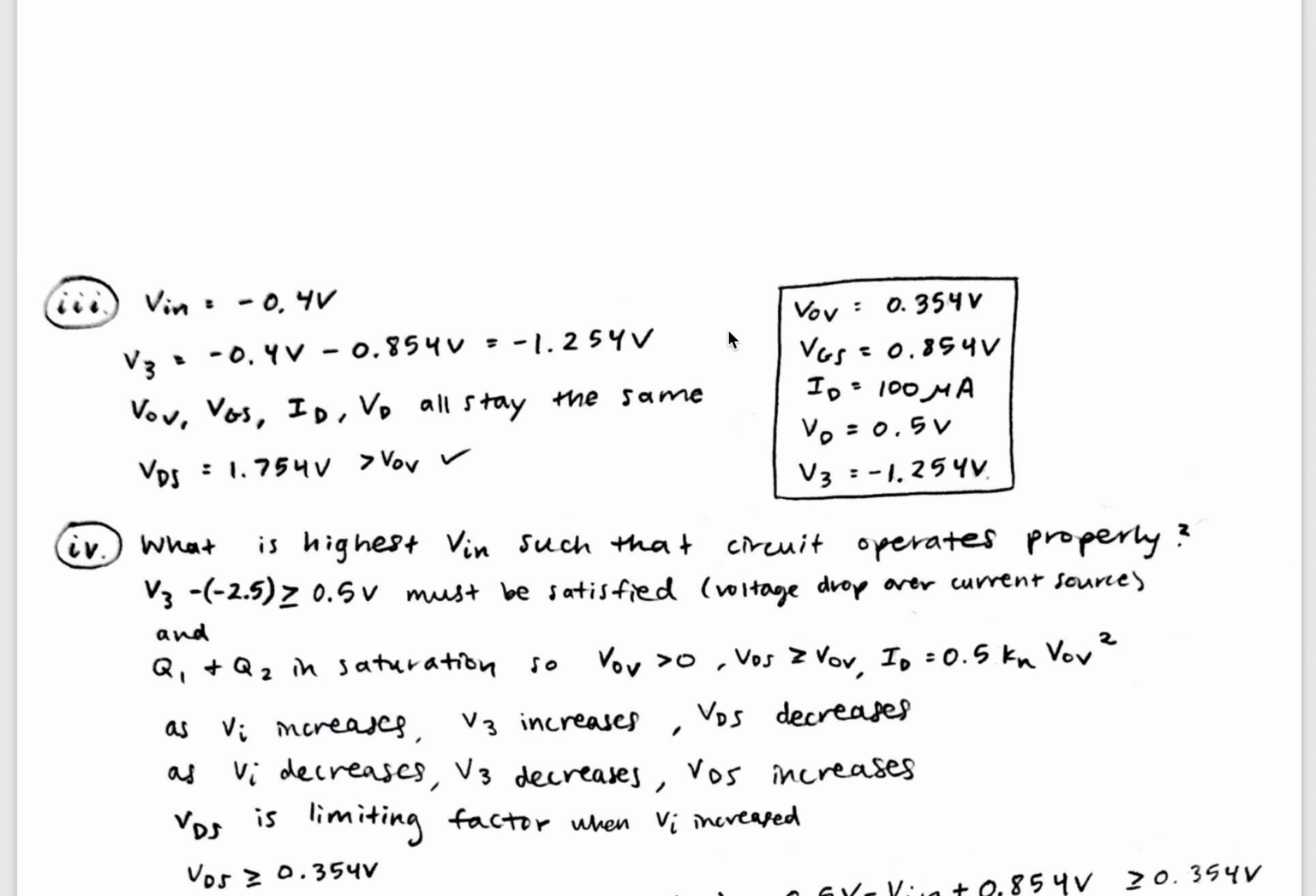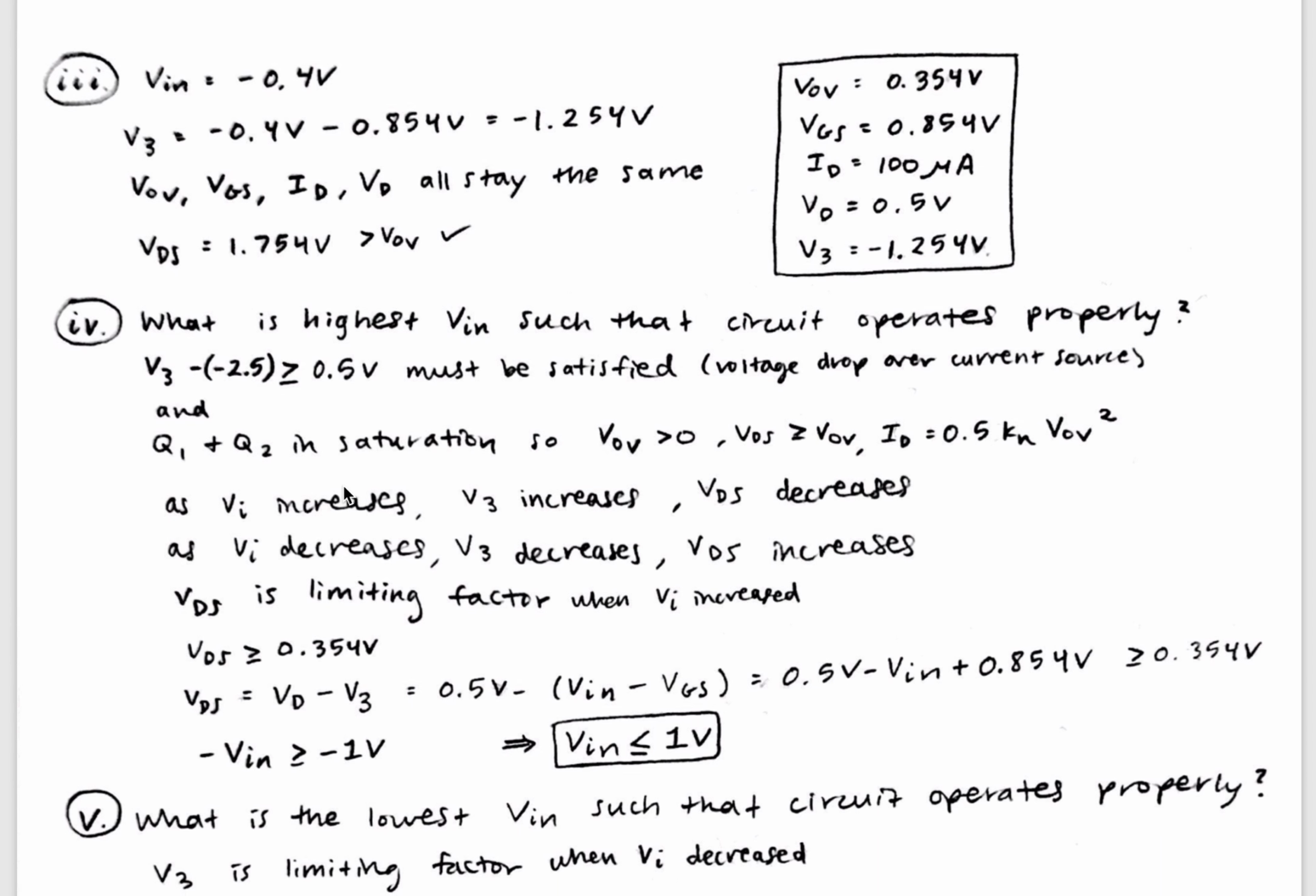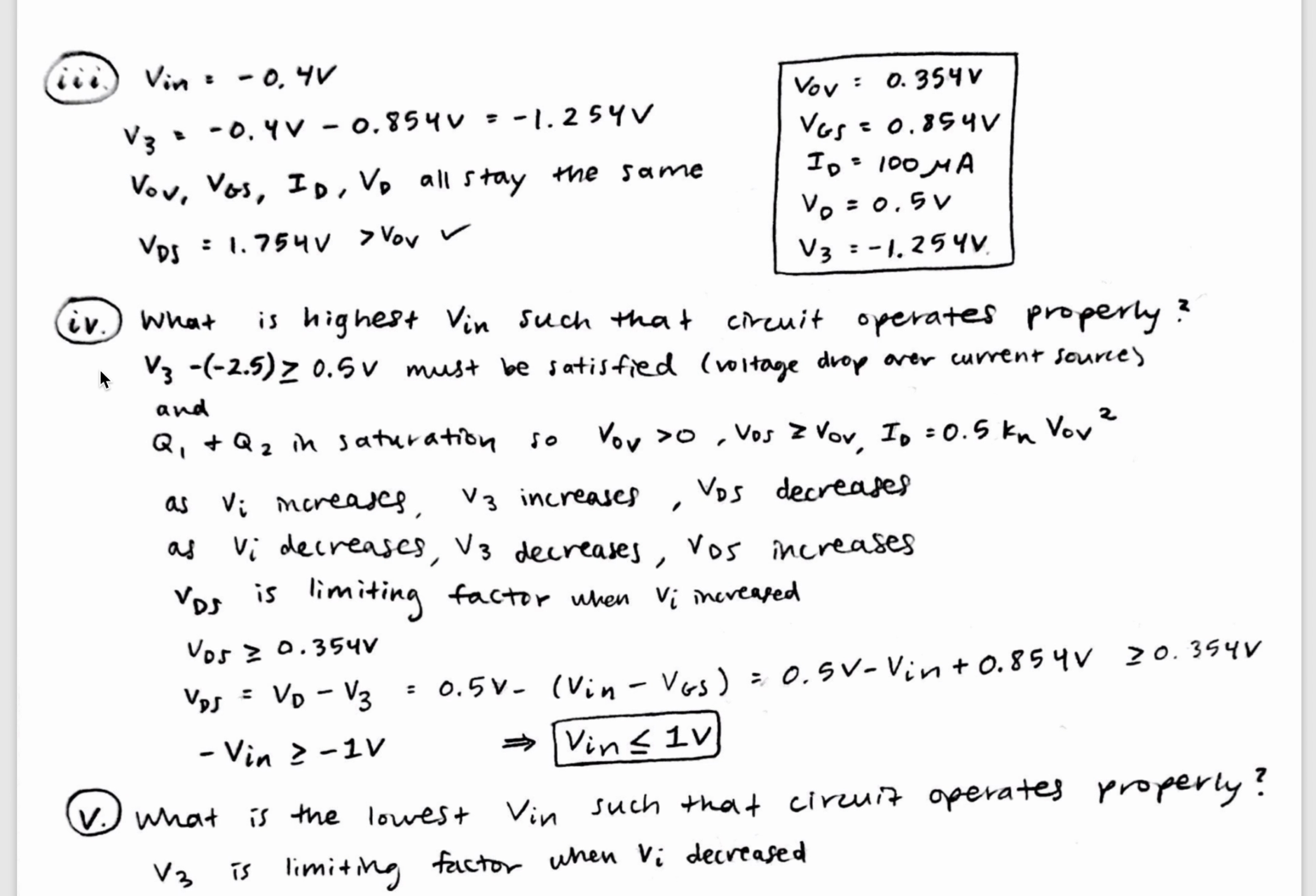I'm sorry, not VOV, but V3 equals Vn minus VGS, so that's negative 0.4 volts minus 0.854 volts, and that equals negative 1.254 volts. VOV stays the same. And VDS now equals VD, so 0.5 volts minus this new V3, which equals 1.754 volts. And so for part 4, we look at what is the highest Vin so that the circuit operates properly.